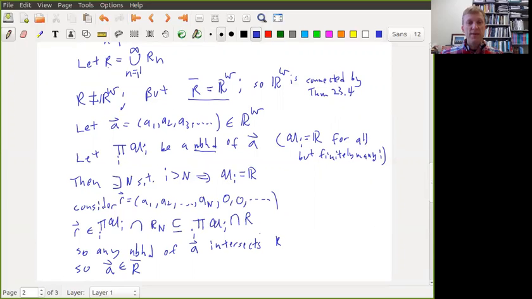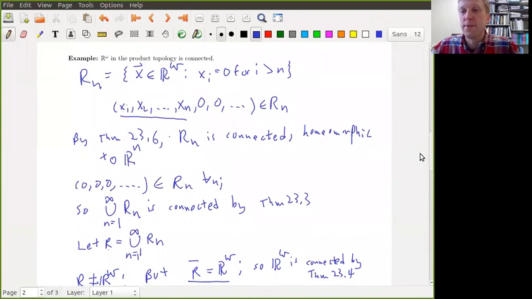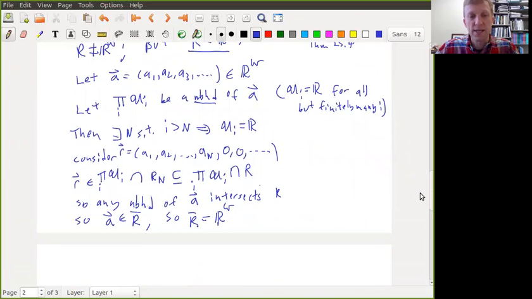So basically any A in R omega is in the closure of R infinity, so the closure of R infinity equals R omega. That's a proof that R omega in the product topology is connected.